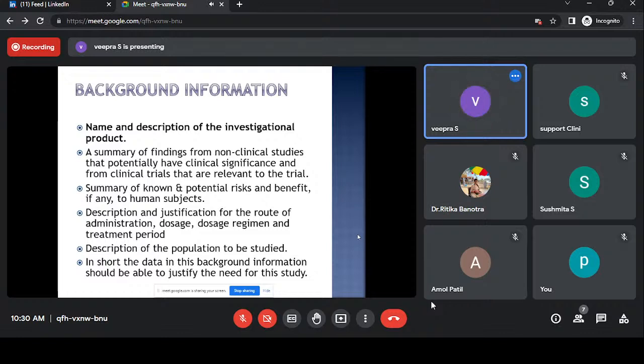Then it will contain the description of the drug dose information, route of administration, frequency, and treatment period. The justification about this will also be present here. After that, in which population and in which indication this study is conducted. Like if it is a diabetic study, then diabetic study related information. So in which populations or indications we are conducting the study, that disease condition information will also be present in this section.